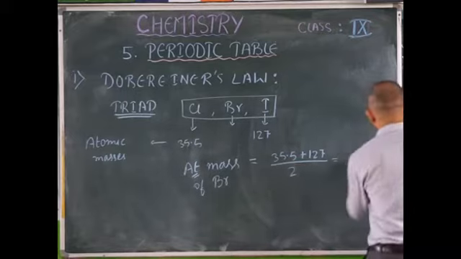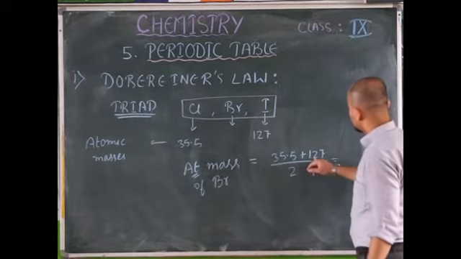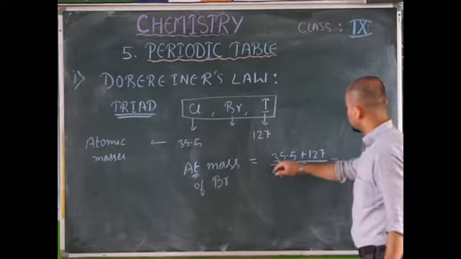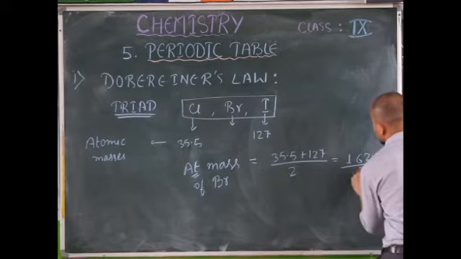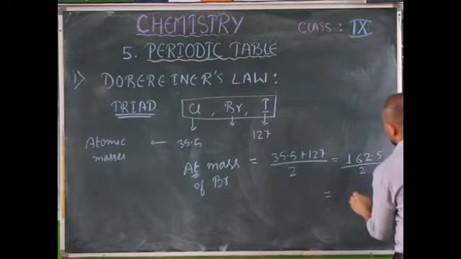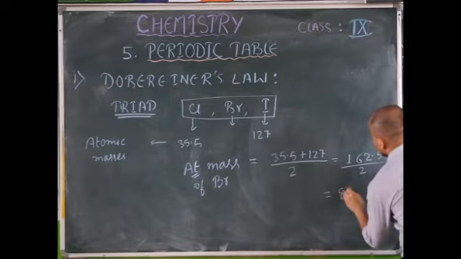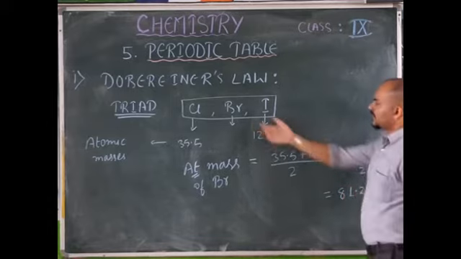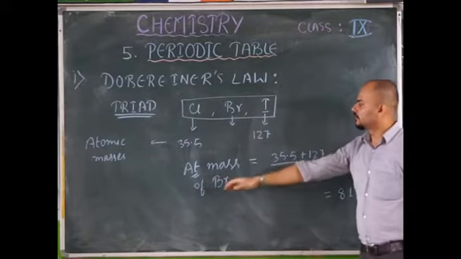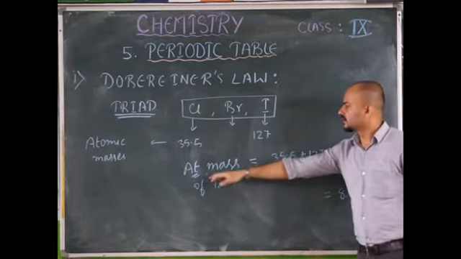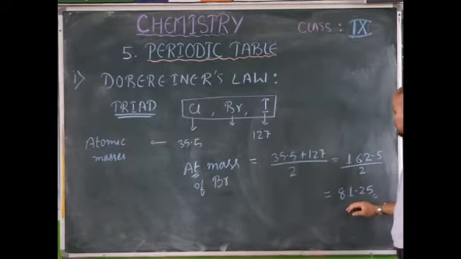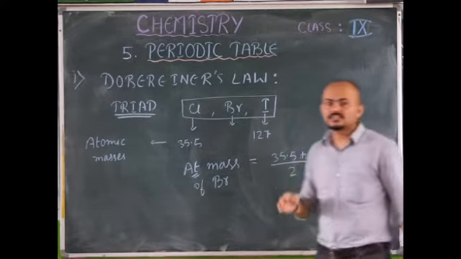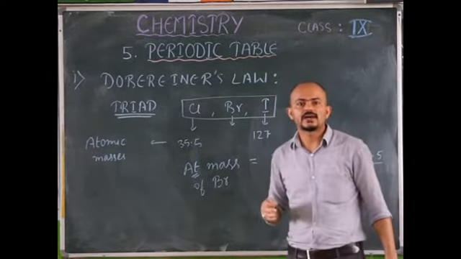7 and 5 is 12. So 2, 3 plus 3 is 6. So 162.5 divided by 2. If you divide this, then you get 81.25. So with the help of this Dobereiner's law, we calculated the mass of bromine to be 81.25, which is the approximate value of the atomic mass of bromine.